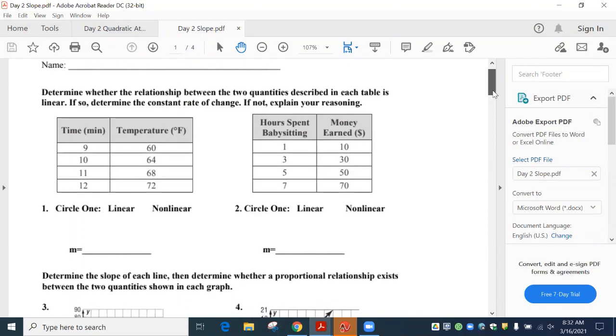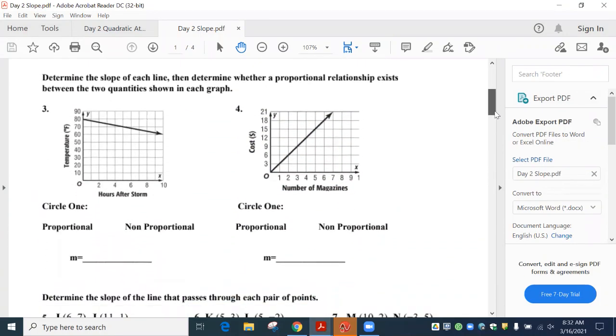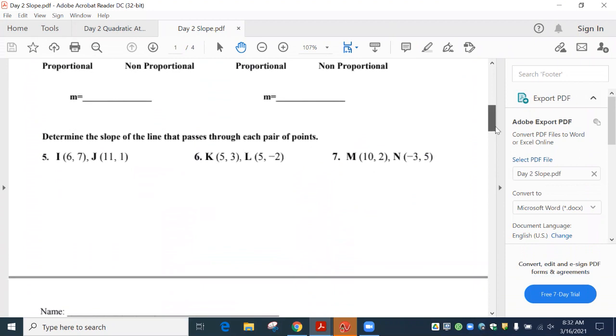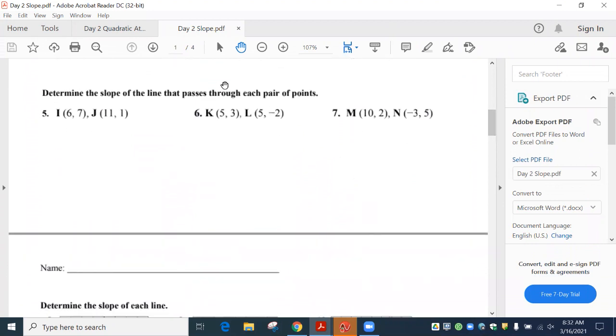We're actually going to skip all this right here, and we're going to jump down to question 5. So we're jumping down to question 5. All right, so the key right here is the fact that they're looking for slope.